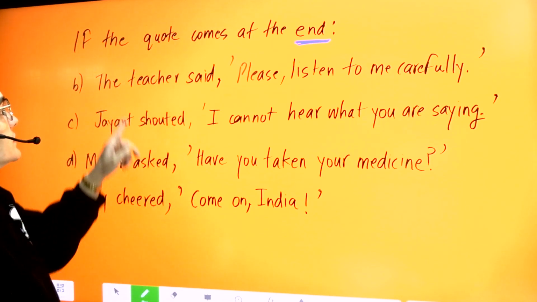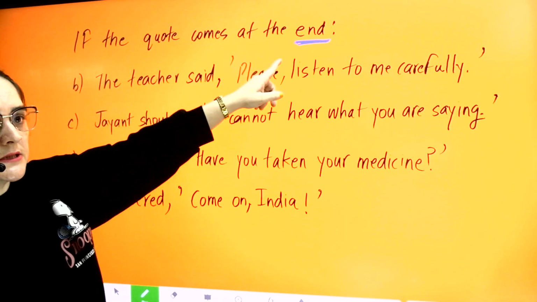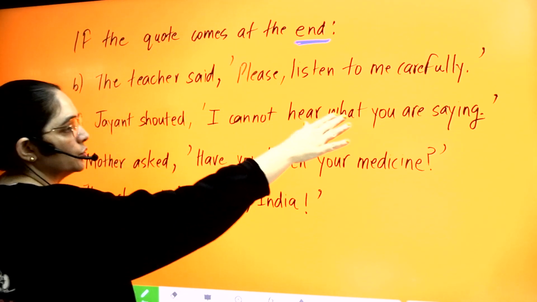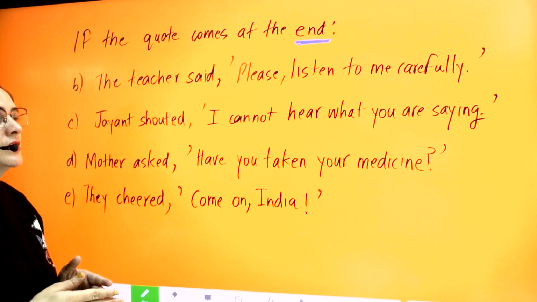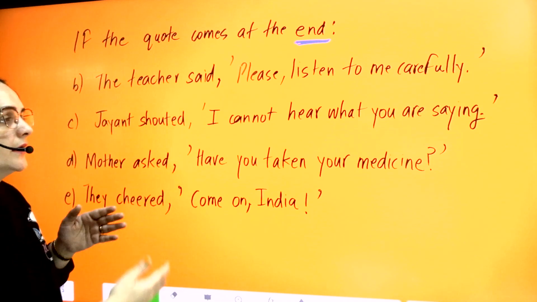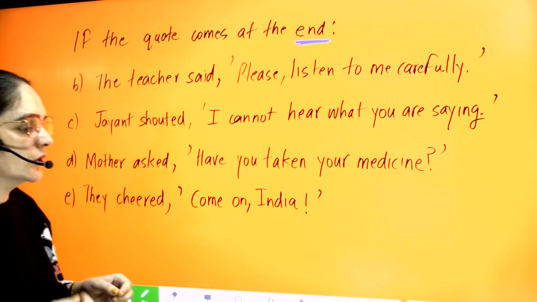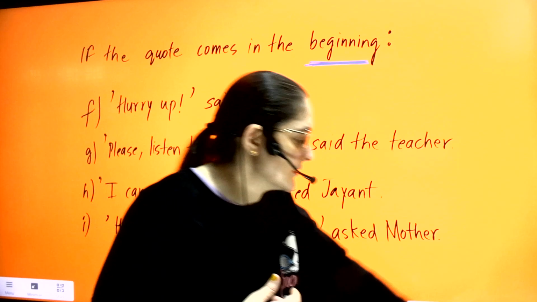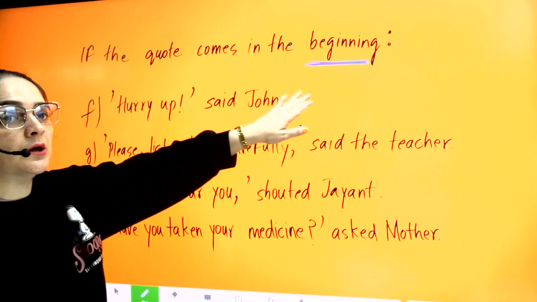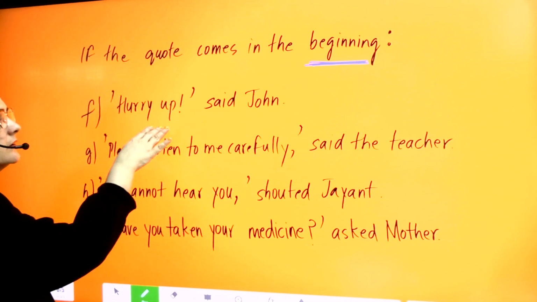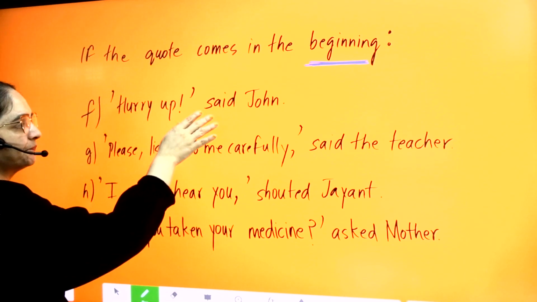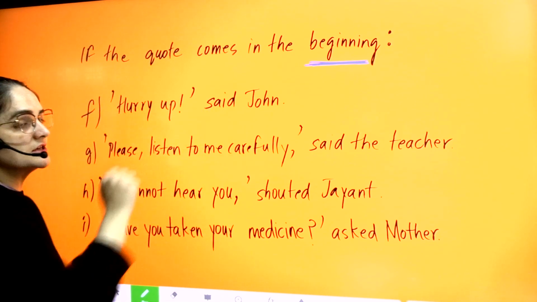In these you will see the quote comes at the end. First we mention the person who is speaking, and then we give the quote. So these are the rules for quotes at the end of the sentence. Then there are a few different rules for quotes at the beginning of the sentence. Let's take a look. If the quote comes at the beginning of the sentence, like "Hurry up", then we put the verb of speaking and the speaker after it.